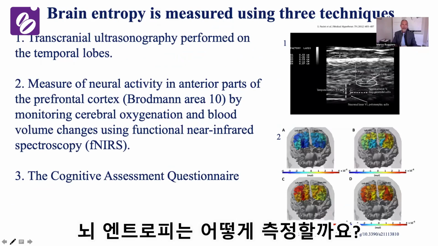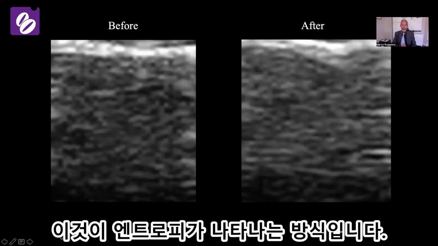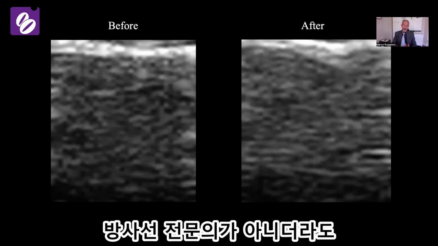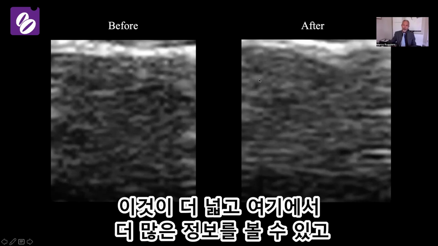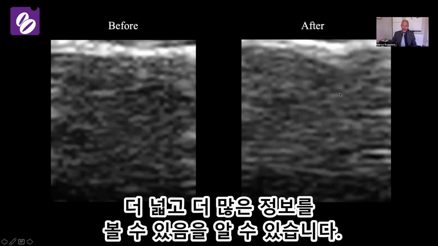How do we measure brain entropy? One technique is transcranial ultrasonography that is performed on the temporal lobes. This is how entropy appears. So this is before assumption of the crystals, and this is after. Even if you are not trained as a radiologist, you can see that this is whiter. And here you can see more information. Here you can see fewer dark holes everywhere, less dark here, whiter, and more information.